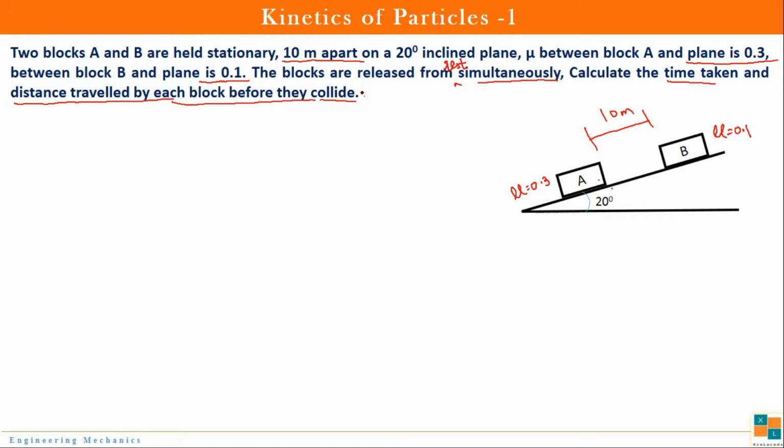So again you can see that we are required to find out time and distance. But in previous problems also we have seen without the value of acceleration we cannot find the value of time and distance. So our first step will be to find out the value of acceleration of both the blocks, that is acceleration of A and acceleration of B. For which we'll start our solution by drawing free body diagrams. So let me start with drawing the free body diagram for A.